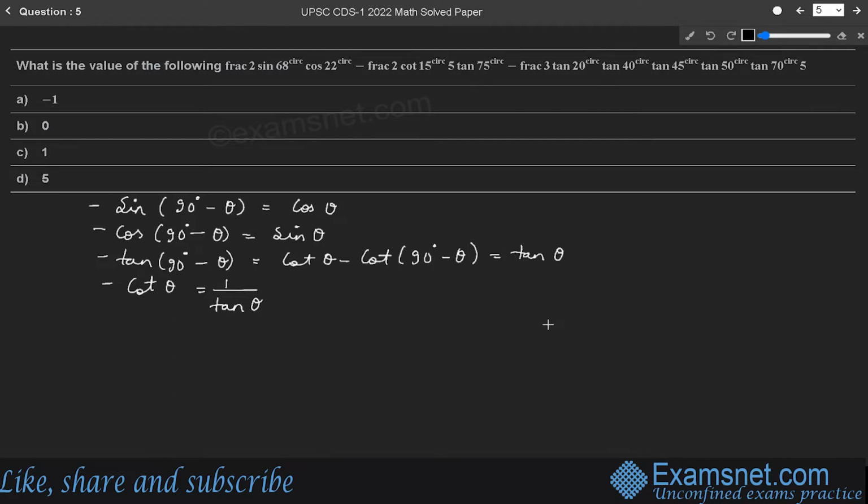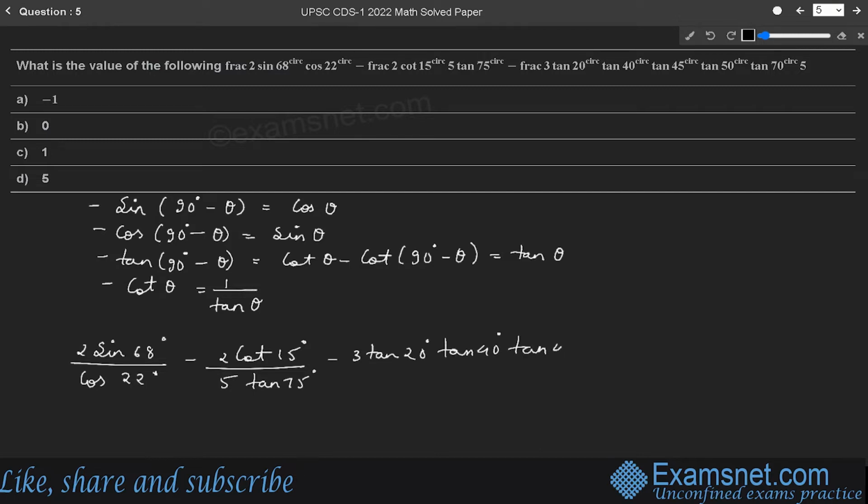Now let us calculate the value for the given question. The given question is 2 sin 68 degrees upon cos 22 degrees minus 2 cot 15 degrees upon 5 tan 75 degrees minus 3 tan 20 degrees, tan 40 degrees, tan 45 degrees, tan 50 degrees and tan 70 degrees upon 5.